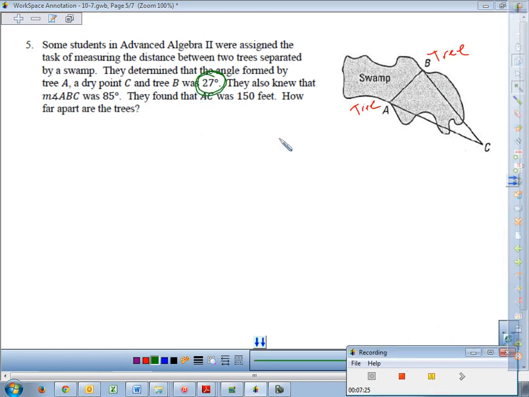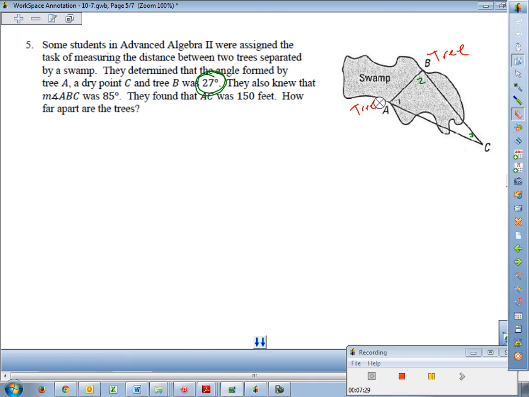Where does the 27 go? I'll give you numbers: 1, 2, or 3. Where does the 27 go? 3, because they say the angle formed between tree A, C, and B. They're saying angle ACB right there. That means C is the vertex. So yes, 27 degrees goes there.